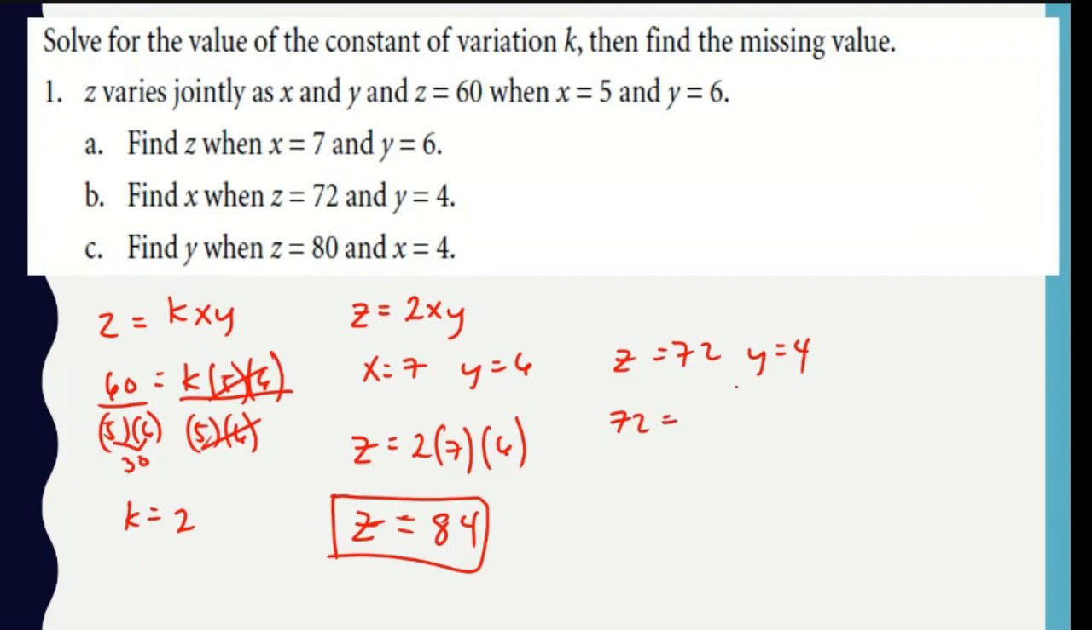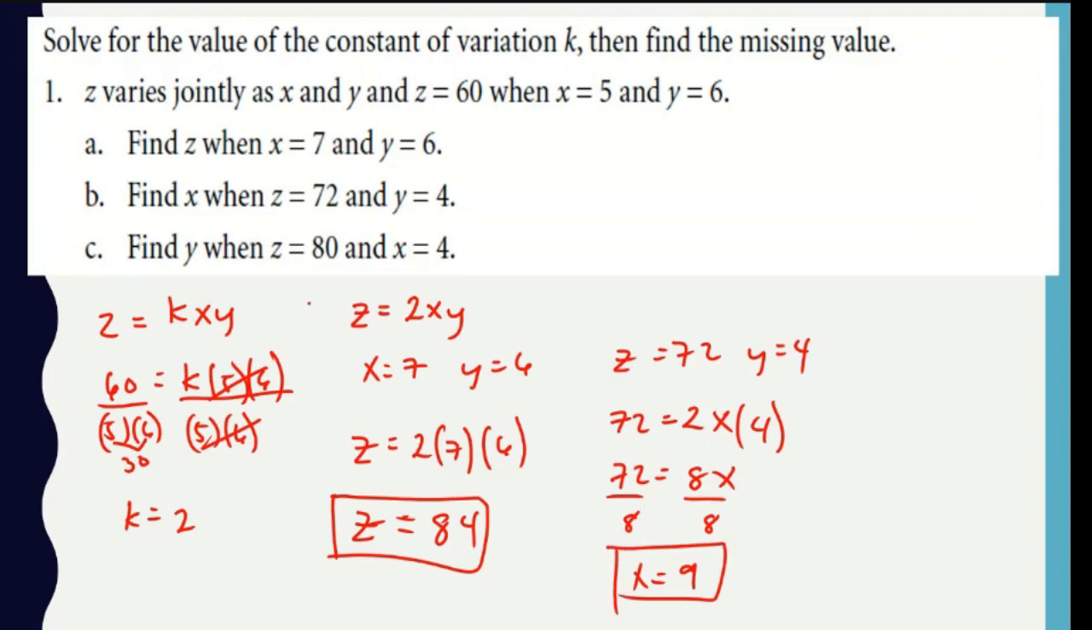72 is equal to 2 times x, that is the missing variable, x, and y is 4, so times 4. Okay, so we will be dividing both sides. Multiplying 2 and 4, 72 is equal to 8x. Dividing both sides by 8, x is equal to 9. So the answer for letter B is 9. This is A, this is B.